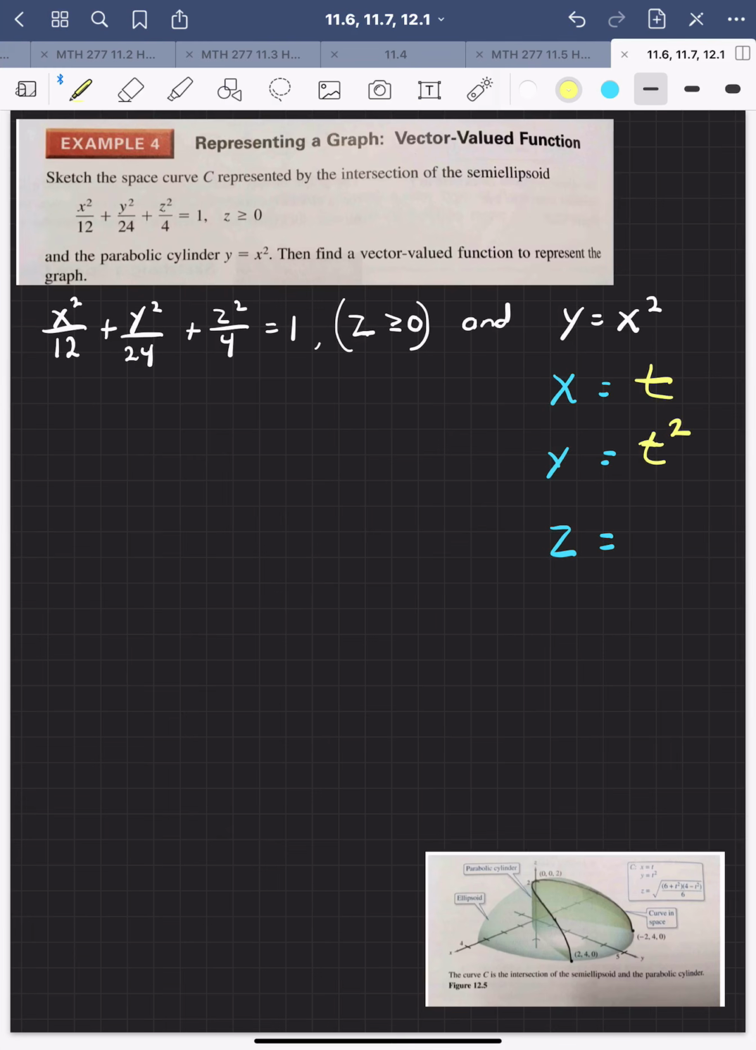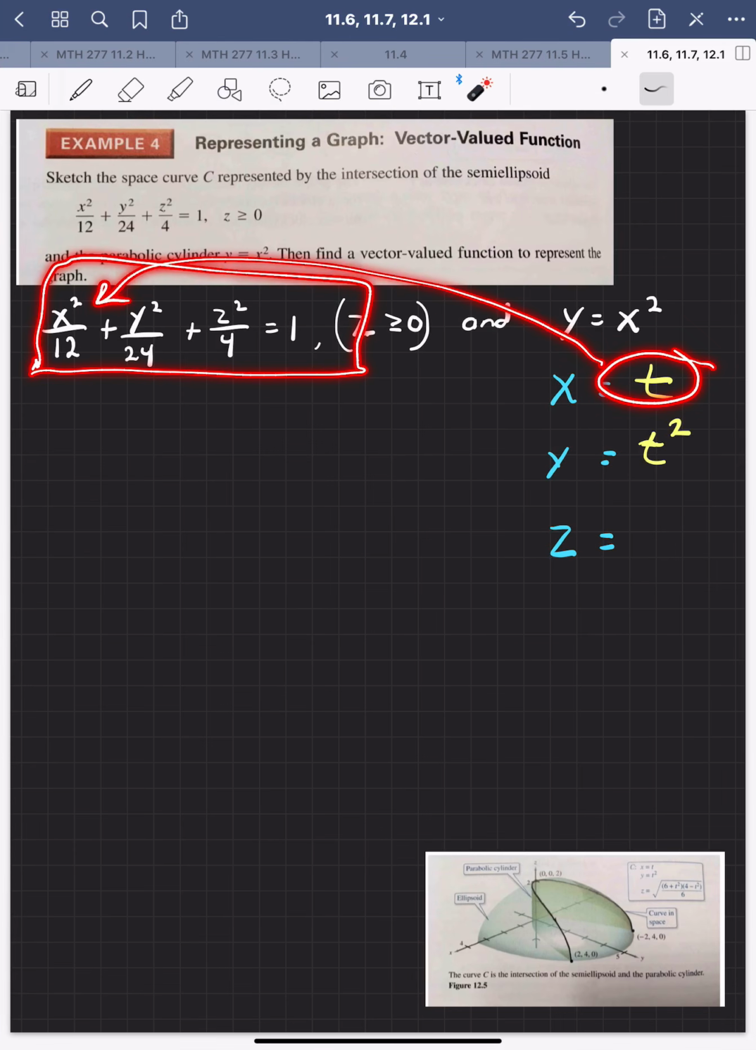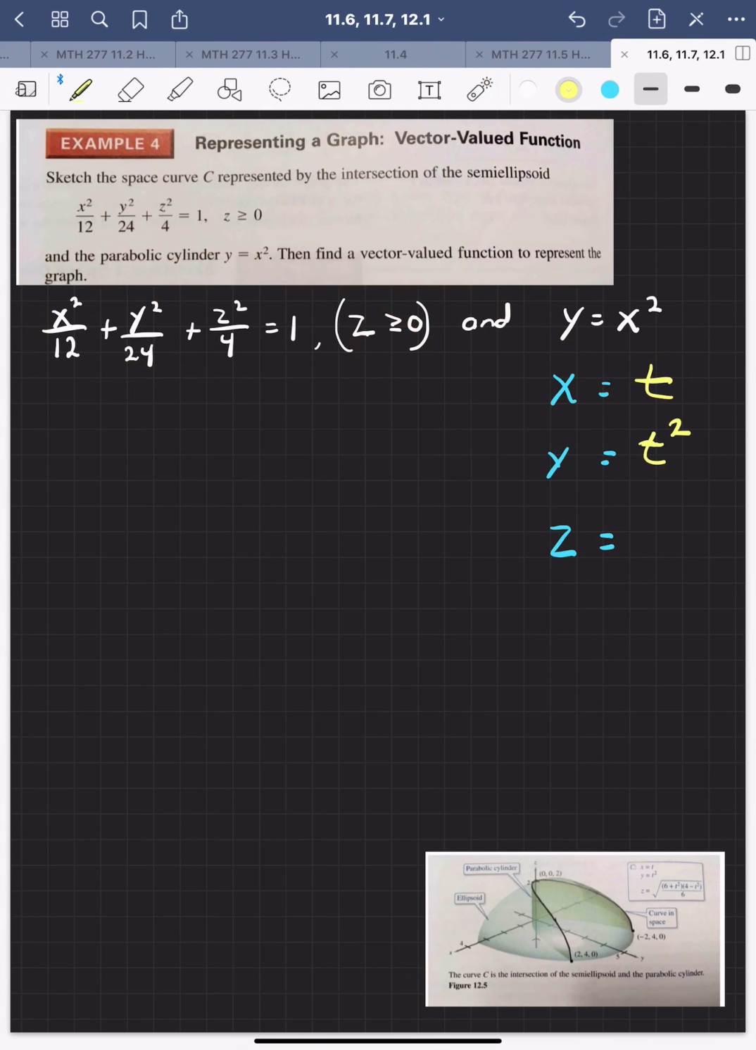All right, we're almost there. We have the first 2 components. Now, from here, we're going to have to go to our first equation. And what we're going to do is we're going to plug t in for x, and we're going to plug t squared in for y. Be careful with that y because it's y squared, right? So that's going to be t squared squared. So be careful there. So that's what I'm going to do right now.